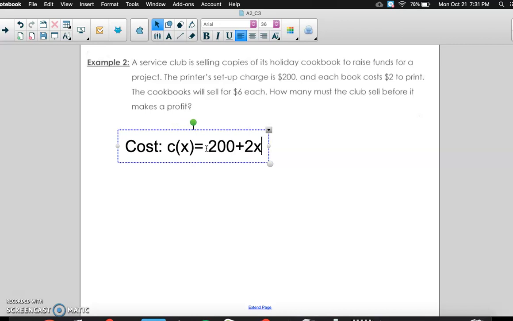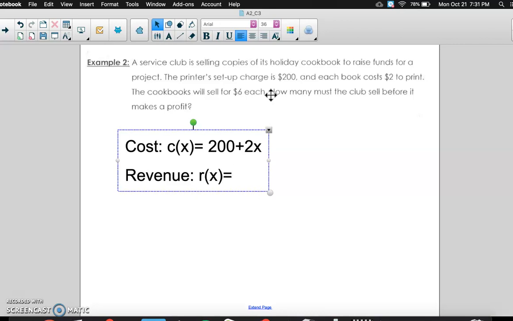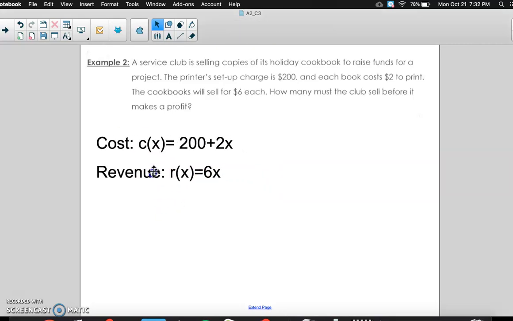Plus the cost per book. So if I'm only modeling cost, this is going to be my equation. But it also says the cookbooks sell for $6 each. So in addition to cost, I can talk about revenue. If I'm talking about revenue, I'll say it in terms of X, but I'm going to use R as my variable. So for R of X, I get $6 per book, and there's no other cost associated. So there I have my two equations. Now to solve the system of equations, again, I'm just going to graph and figure out where these meet.